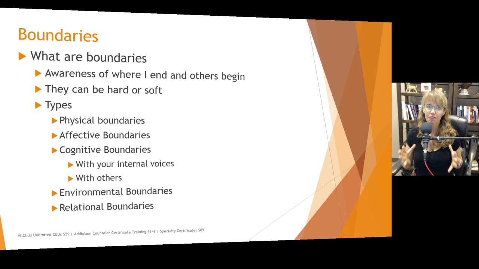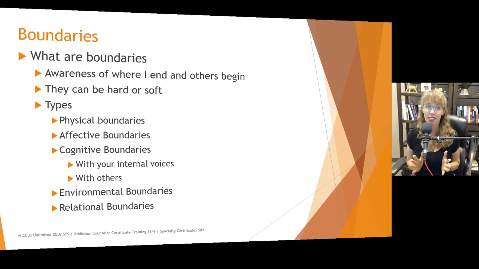And there can be lots of different types of boundaries. They can be hard or they can be soft. A hard boundary is something you're going to hold, and it's not something you're willing to compromise on. A soft boundary, you're willing to compromise on. But a hard boundary is set in stone. It's one of those, no, this is the way it's always going to be. We have at least 5 different types of boundaries.